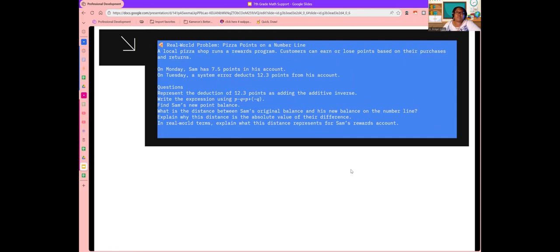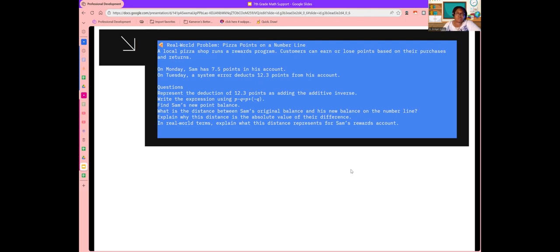Our real-world problem is pizza points on a number line. A local pizza shop runs a rewards program. Customers can earn or lose points based on their purchases and returns. On Monday, Sam has 7.5 points in his account. On Tuesday, a system error deducts 12.3 points from his account.